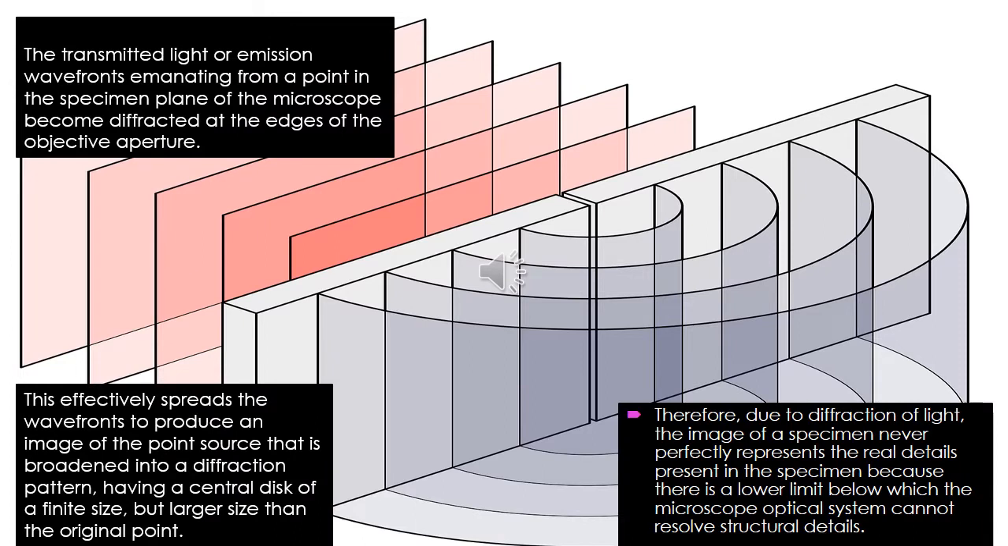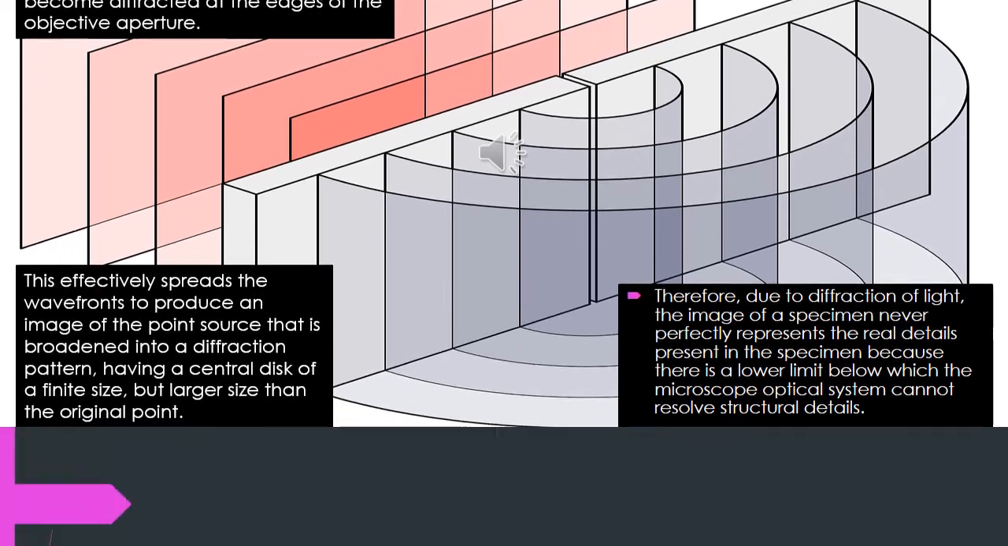The transmitted light or emission wavefronts emanating from a point in the specimen plane of the microscope become diffracted at the edges of the objective aperture. This effectively spreads the wavefronts to produce an image of the point source that is broadened into a diffraction pattern, which has a central disk of a finite size, but the size is larger than the original point.